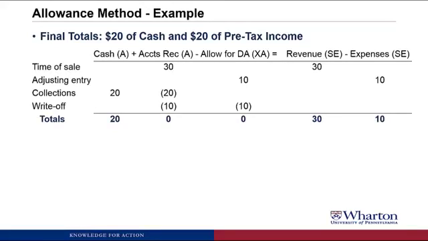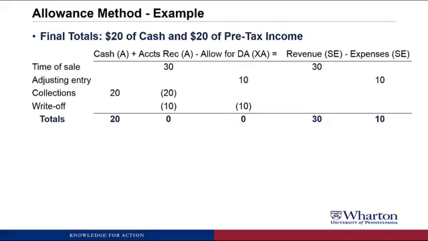If you look at the allowance, it started at 10 because we didn't know who was going to pay us, but we thought somebody would. Then when we found out it was Dakota, we didn't need the allowance anymore, so we reduced it by 10 to zero it out. We have 30 of revenue, 10 of bad debt expense. That's a net of 20 of pre-tax income.